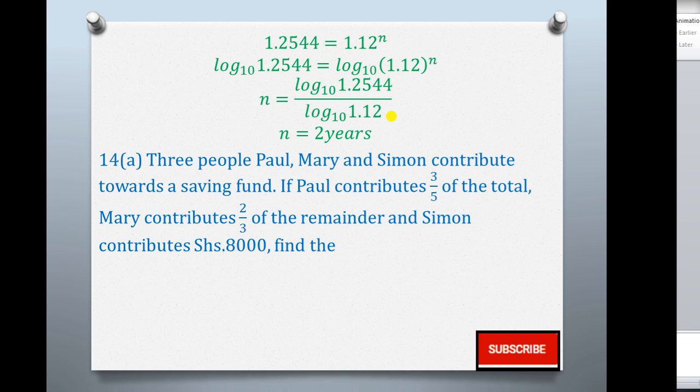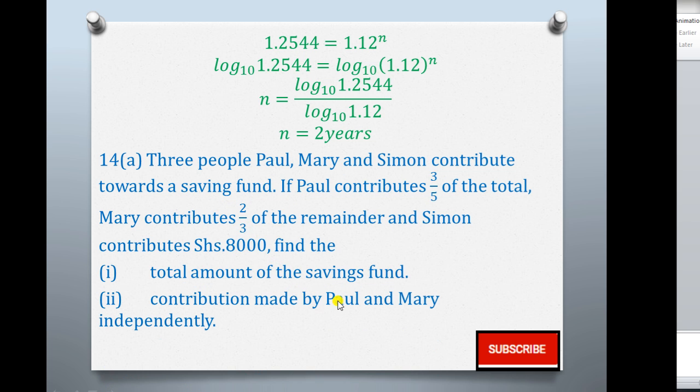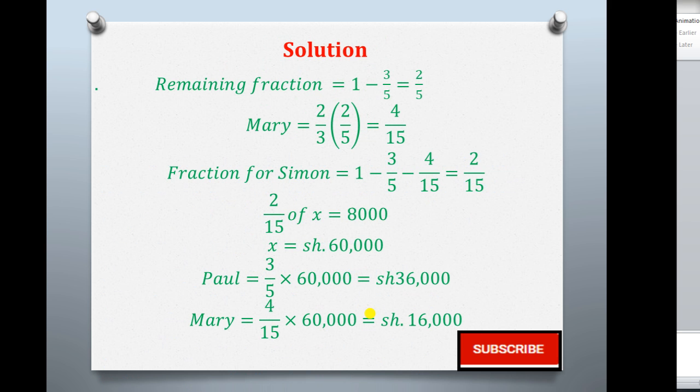Let's move on to the last question, and that is question 14. They're saying 3 people, Paul, Mary, and Simon, contribute towards a saving fund. If Paul contributes 3 out of 5 of the total, Mary contributes 2 out of 3 of the remainder, and Simon contributes shillings 8,000. Find the total amount of the savings fund. Part 2, the contribution made by Paul and Mary independently. And finally, they told us to use logarithm tables to evaluate this. Now let's begin with part A of the question. So the solution for that.